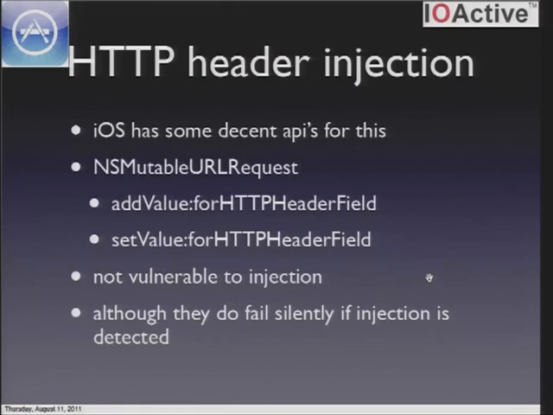iOS has specific APIs to append headers to NSURLRequests. These are called addValue and setValue. These APIs are actually not bad. They're not vulnerable to injection. When they see newlines, they'll detect it. They will fail silently, so they won't tell you, and it's not documented that they fail silently. So you do end up with a bug there. It's just not a security bug. It's a functionality bug. Someone at Apple should document this, but I'm okay with it because there's no security bug when you properly use these APIs.